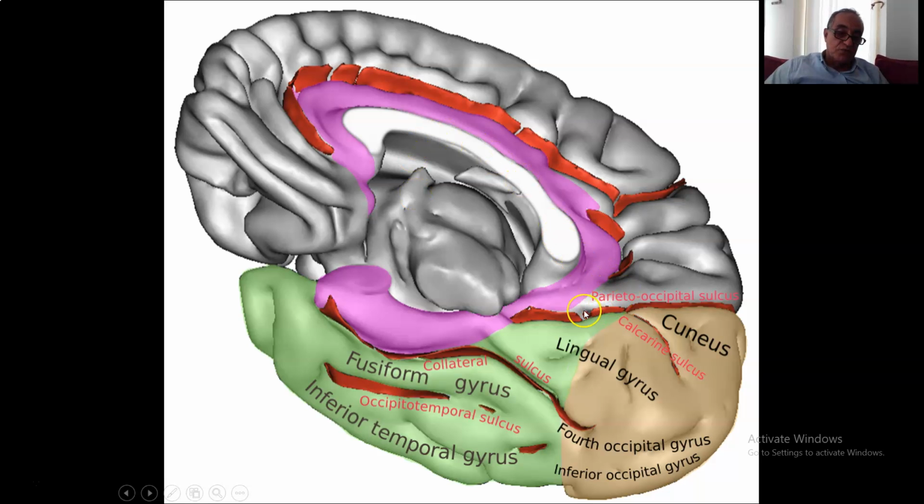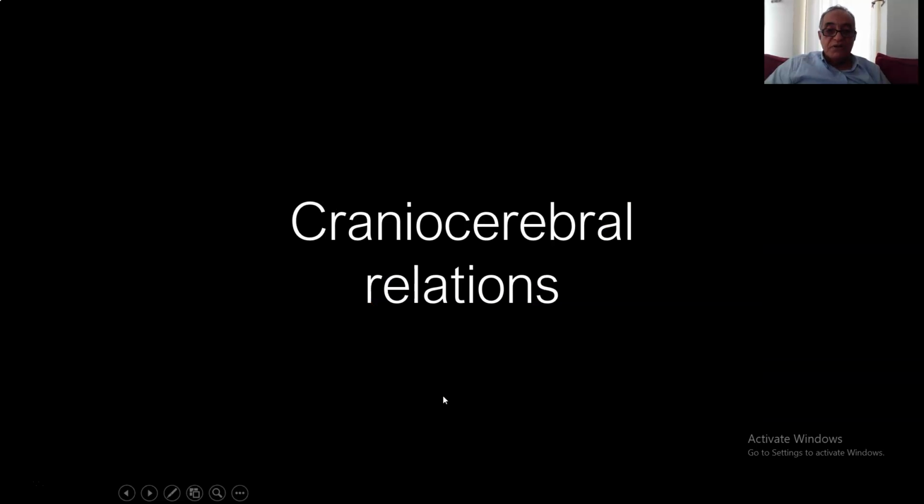This is another view of the inferior surface, showing the cuneus, as we said, and the lingual gyrus. We said that the parahippocampal gyrus is separated by the collateral sulcus from the fusiform, and the fusiform is separated by the occipitotemporal sulcus from the inferior temporal gyrus. So these are the gyri on the medial surface of the cerebral hemisphere.